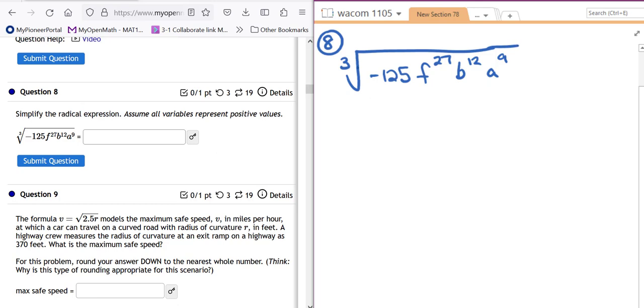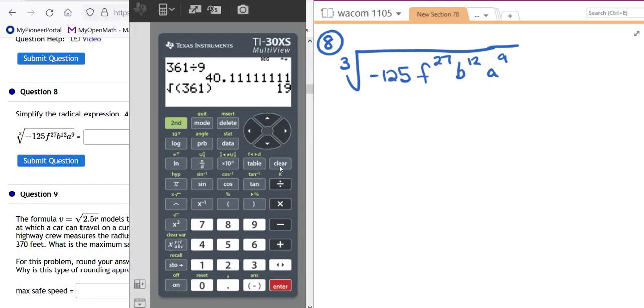All right, so cube root of negative 125, that should go in your calculator. It is a perfect cube. So I have to do 3, second, any root, negative is down here, 125, enter. And that is a negative 5.